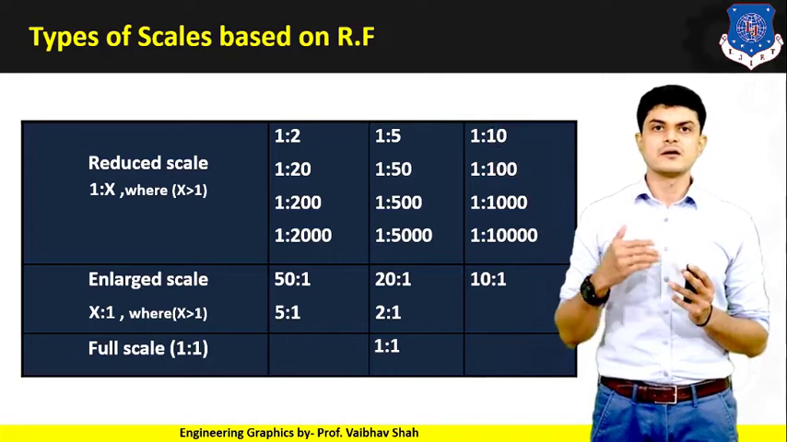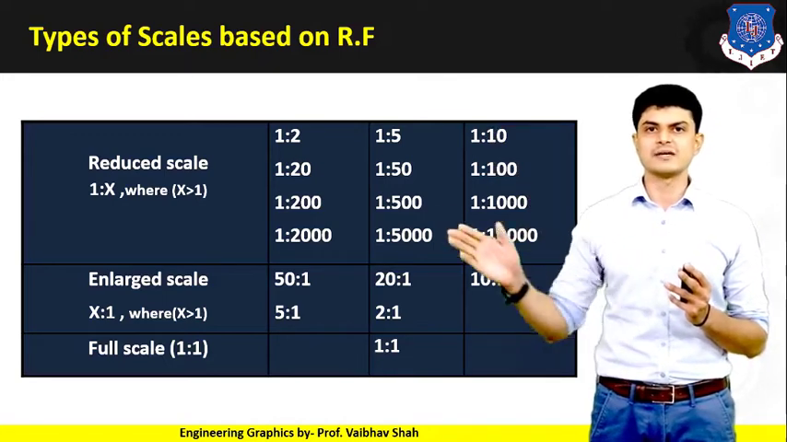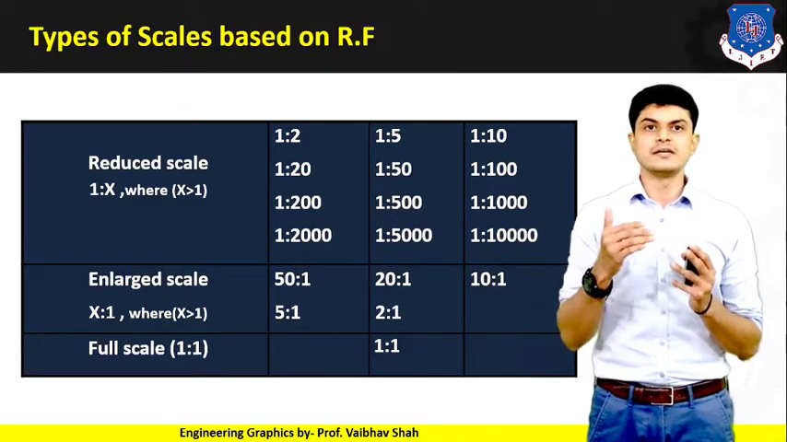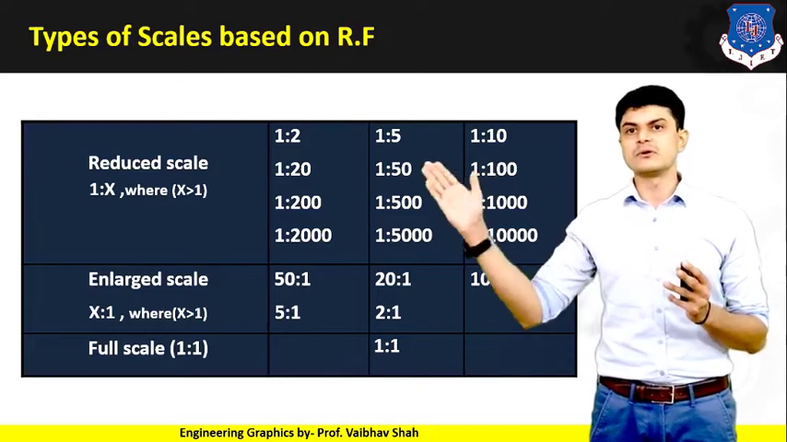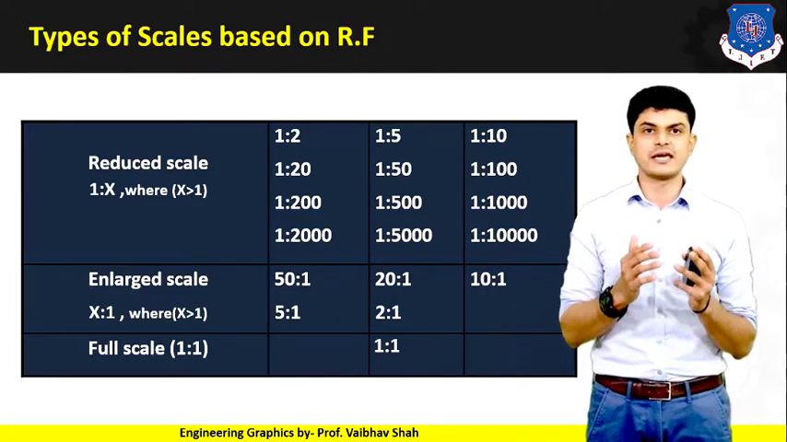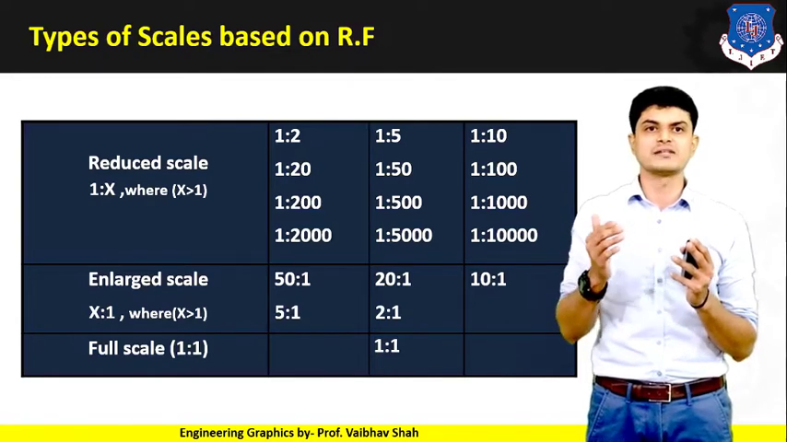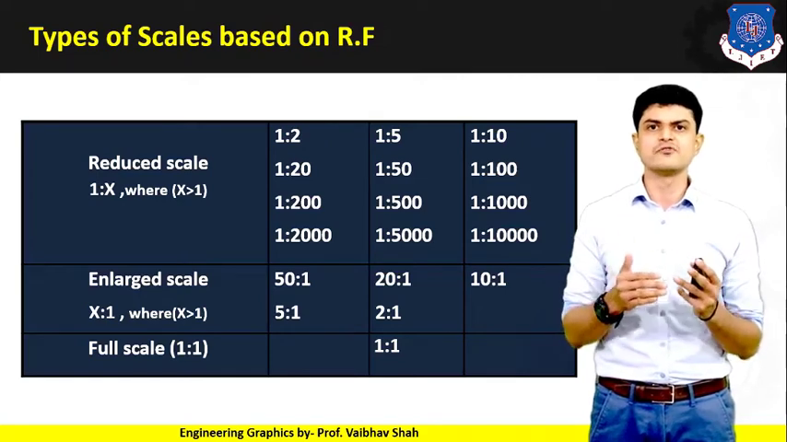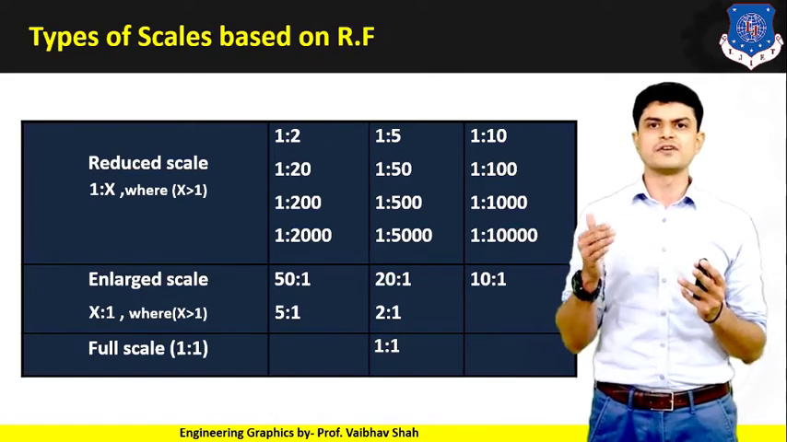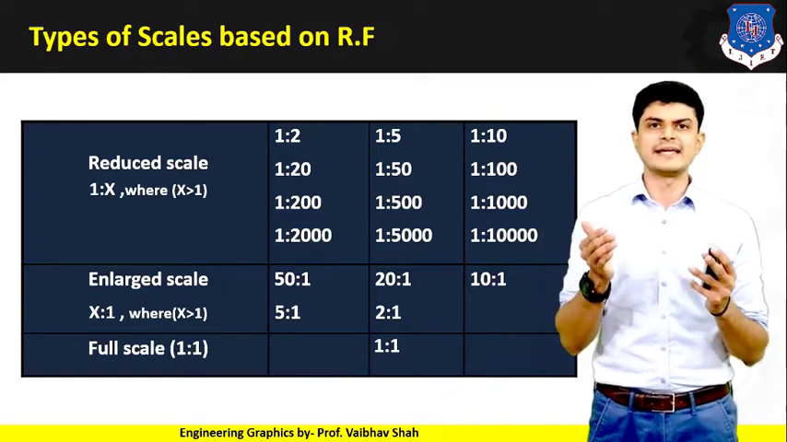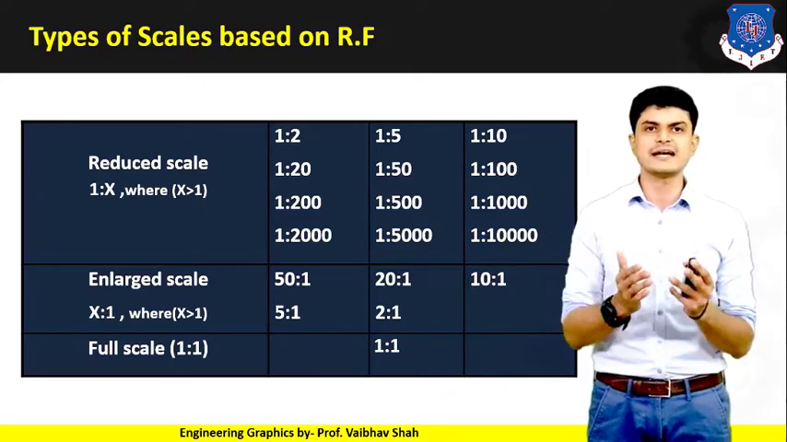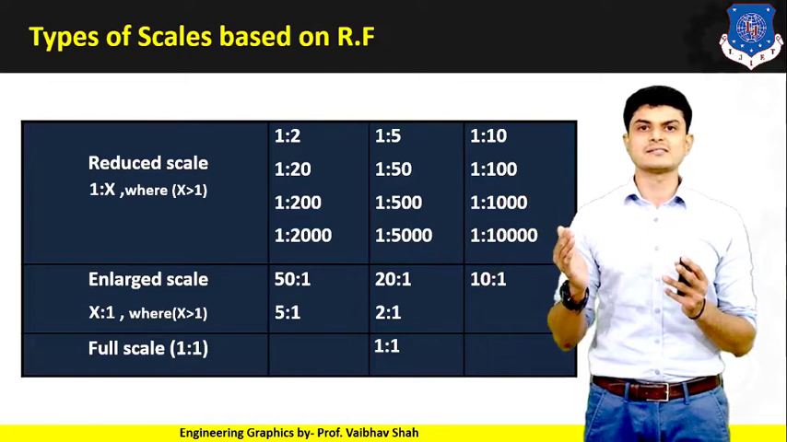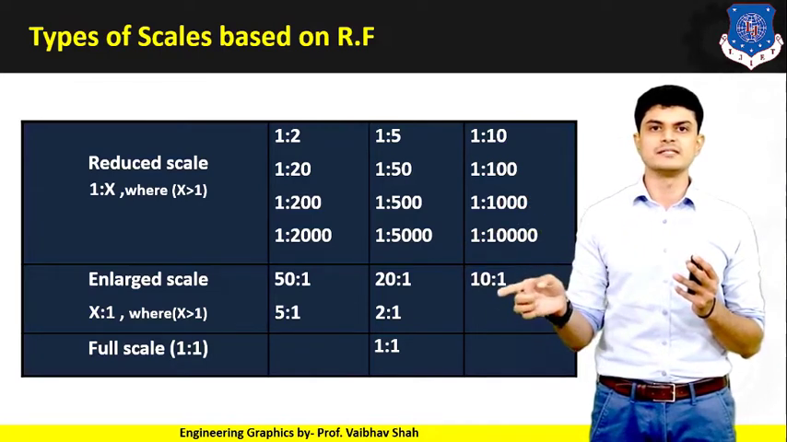Now let us see one more scale, which is the enlarged scale. In the enlarged scale, the form is x:1, where here also x is greater than 1. That means in the case of an enlarged scale, we will have a form different from your reduced scale, and here the form is x:1. Now let us see a few examples of your enlarged scale. 50:1, then 20:1, 10:1, and a few more. These are examples of your enlarged scale, in which we have the form x:1 and x is obviously greater than 1.